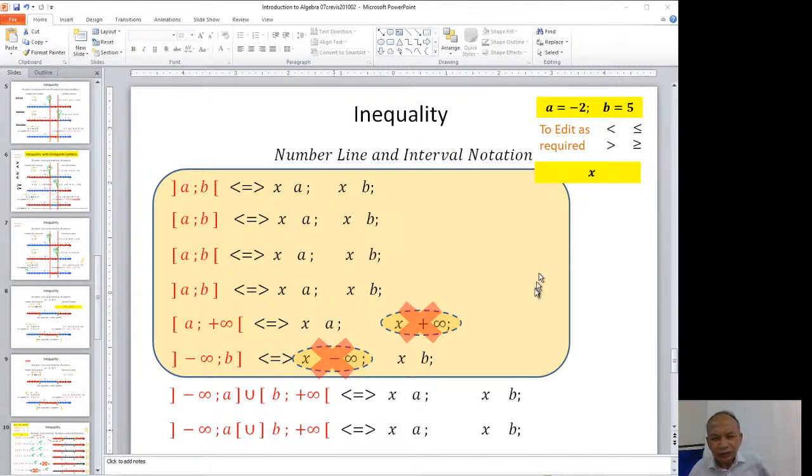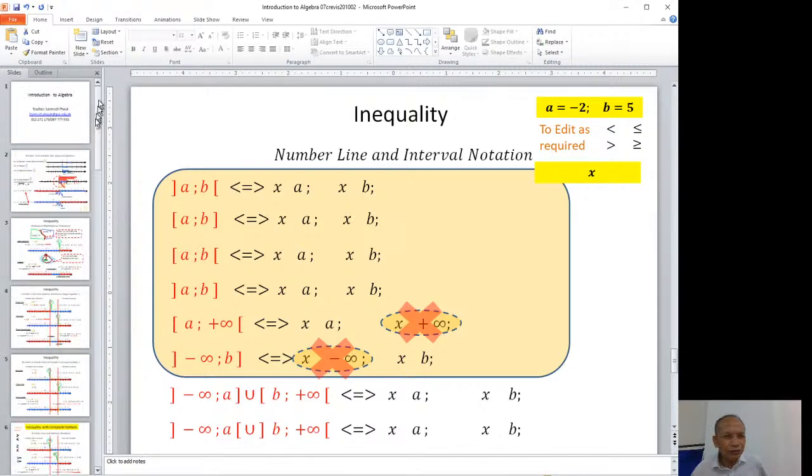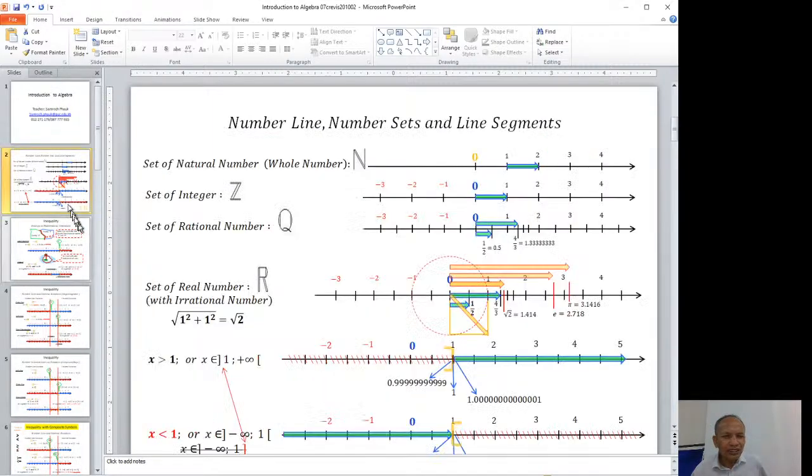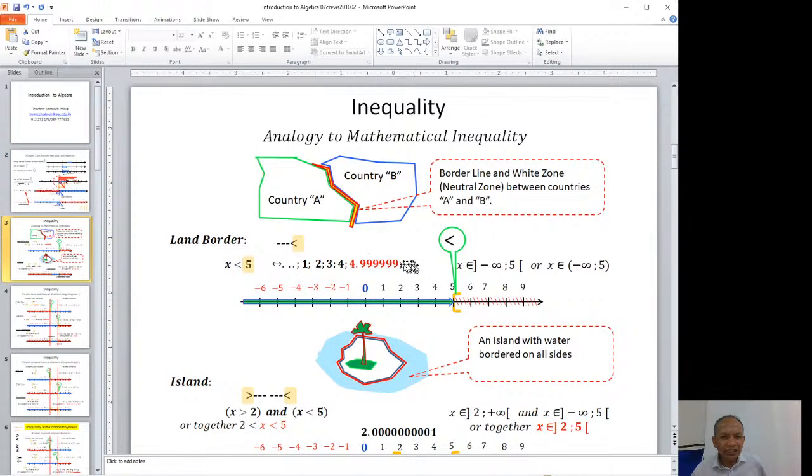So please take the slide. I made some corrections there. As you look at the slide, you can ask me where you think you do not understand, where it is still not clear. Tell me. First, I advise you to revisit the concept of numbers and number line, and then the segment here, and then the analogy here.